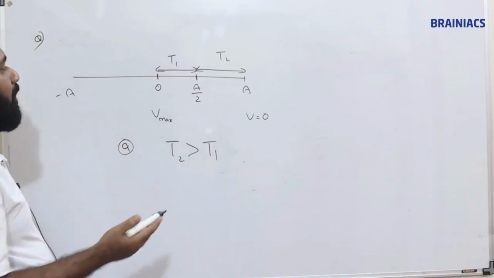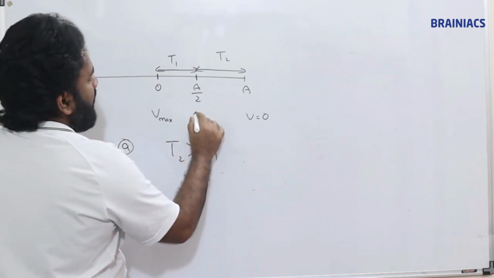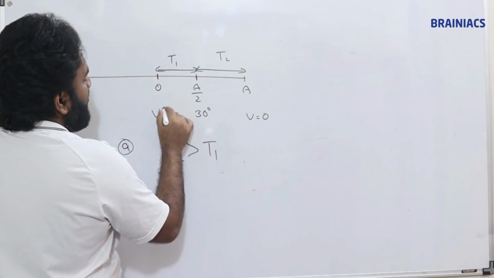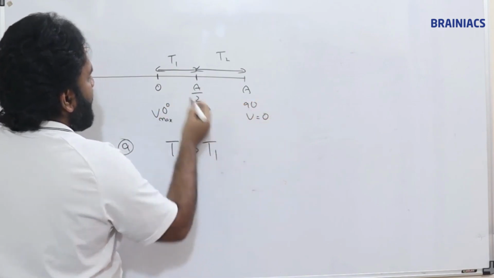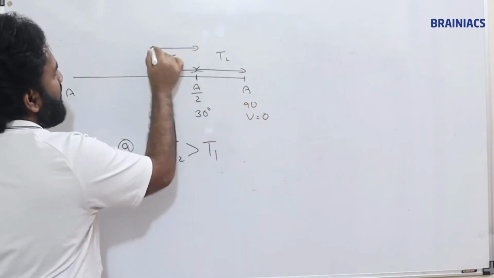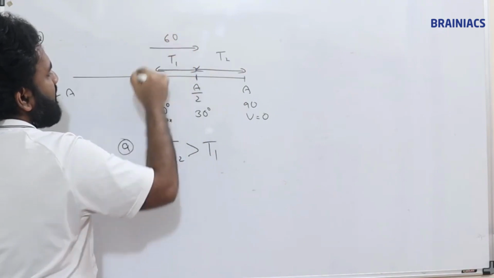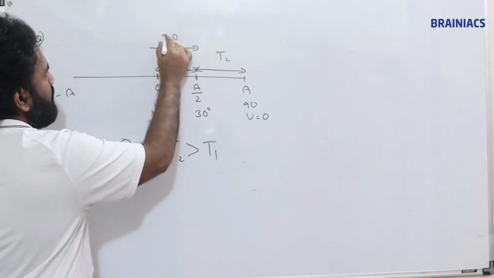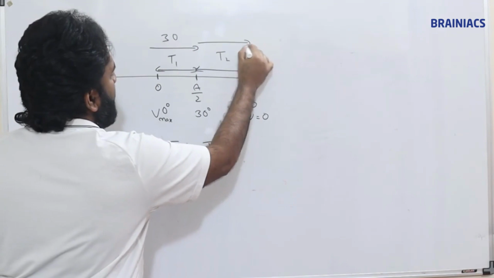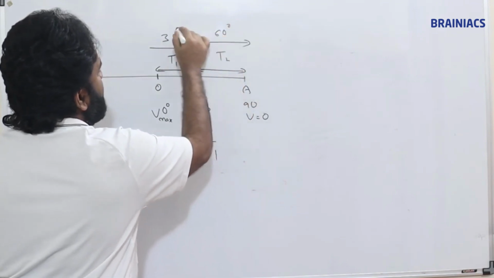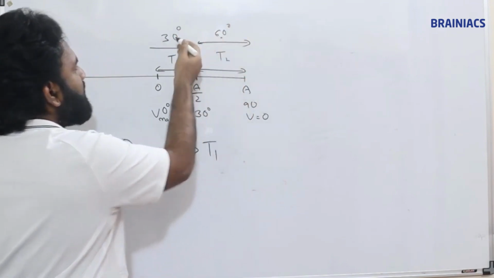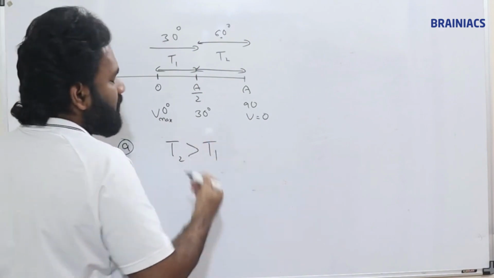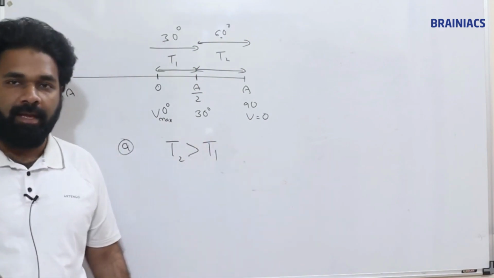Otherwise, with this method we can say that this is 0 degree, 30 degree and 90 degree. To travel till A by 2, the angular distance to cover is 30 degree, and to travel the rest, the angular distance to cover is 60 degree. So 60 is greater than 30, and in that sense also we can say T2 is greater than T1.